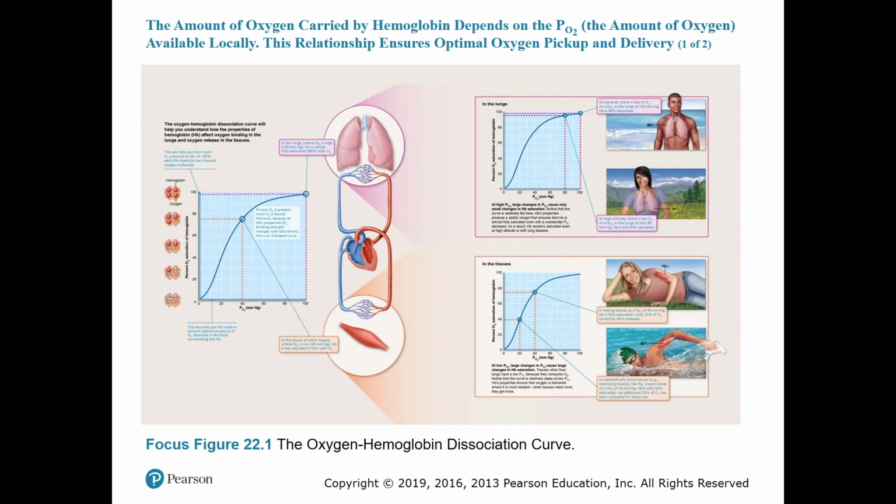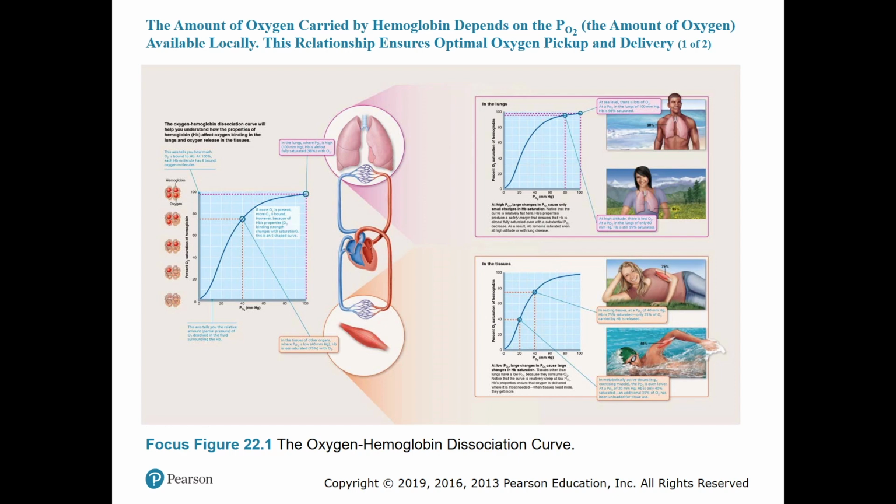Okay, so let's look at figure 22.1, the oxygen hemoglobin dissociation curve. The graph on the left, that I talked a little bit about in the previous slide. The x-axis tells you the relative amount or partial pressure of oxygen dissolved in the fluid surrounding the hemoglobin. The y-axis tells you how much oxygen is bound to hemoglobin. At 100%, each hemoglobin molecule has 4 bound oxygen molecules.